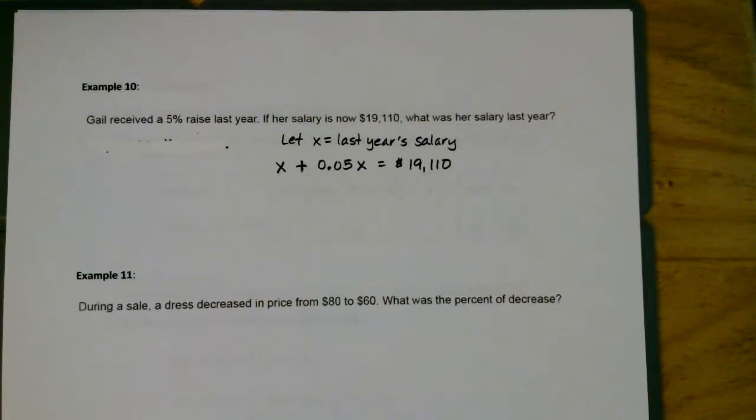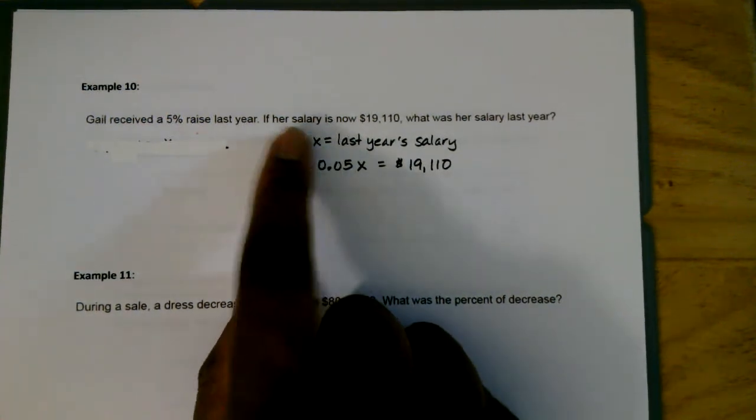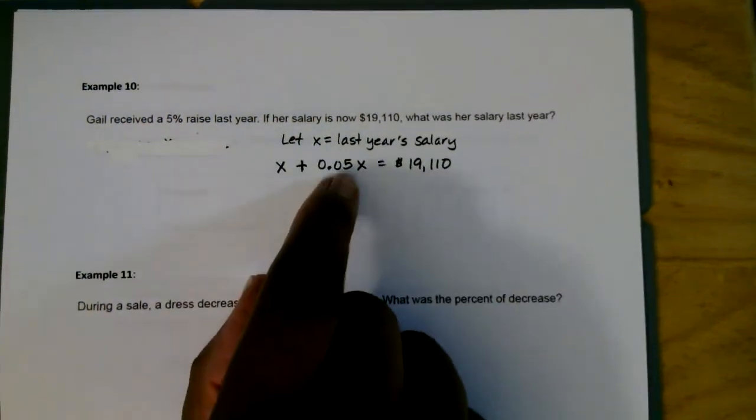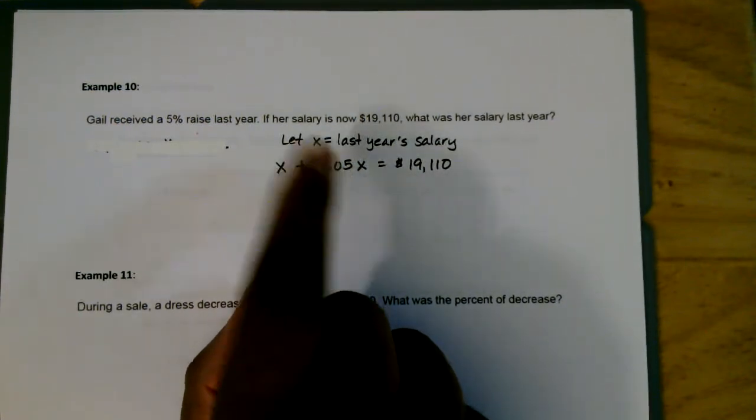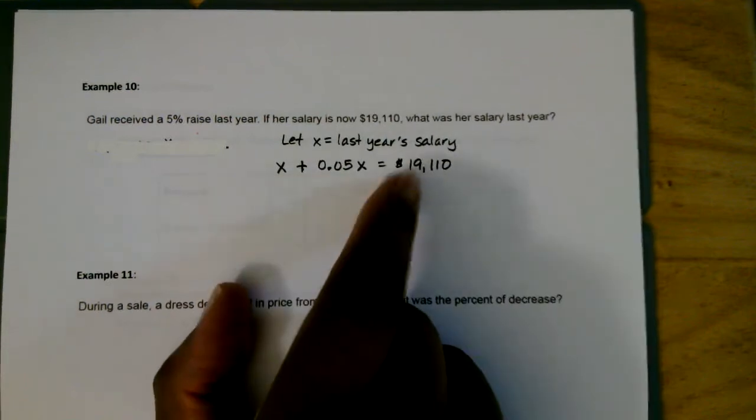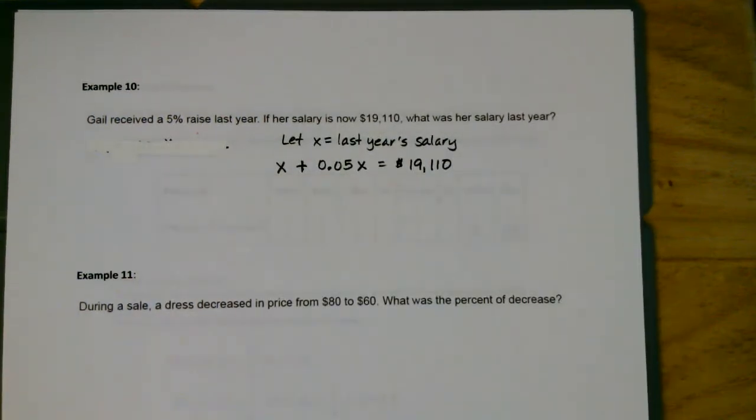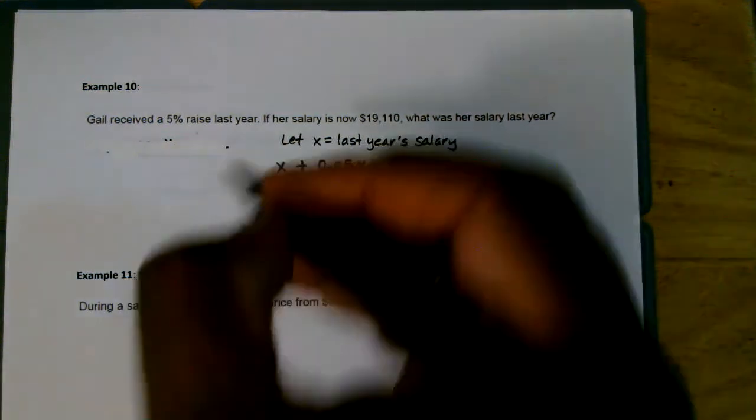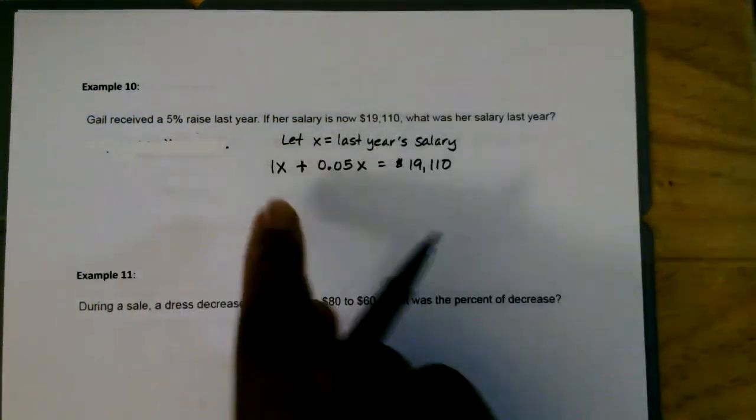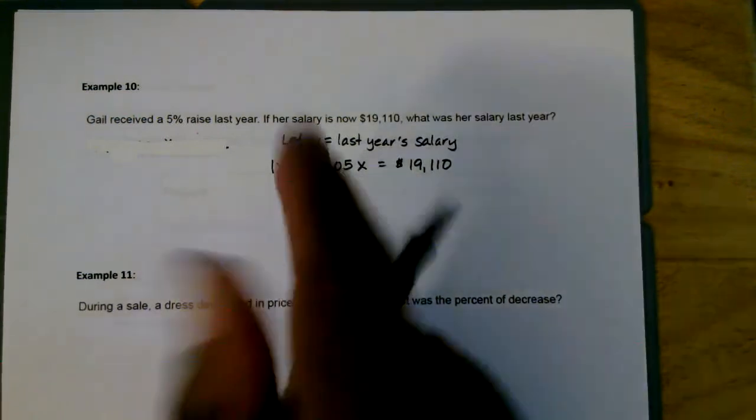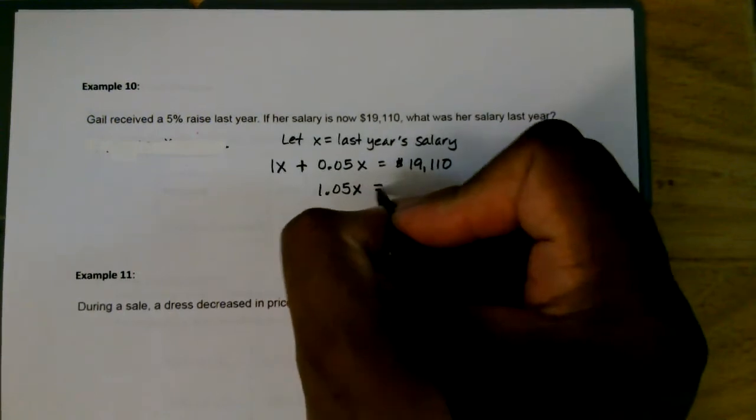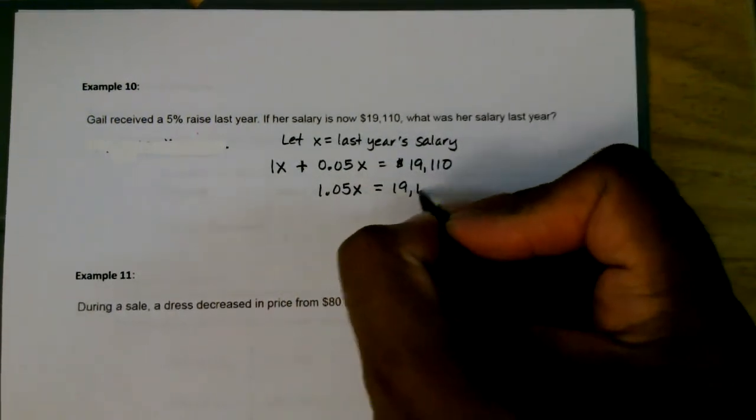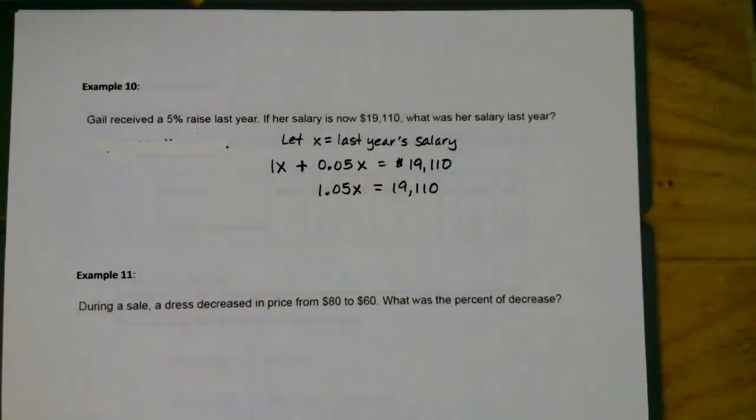You have to think about this for a moment. Last year's salary, she got 5% of that, and then that was added to last year's salary. Whatever that amount of the raise was added to last year's salary to get $19,110. So here we have to work backwards on that one. And now think of X as 1X. 1X plus 0.05X will be 1.05X. And that's equal to 19,110.